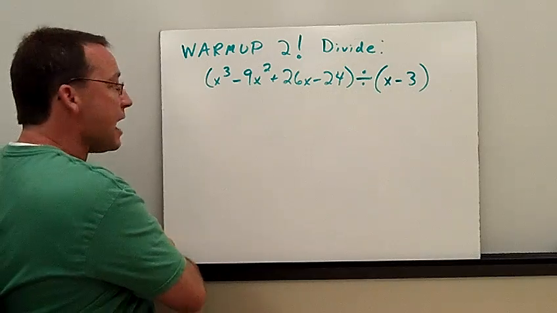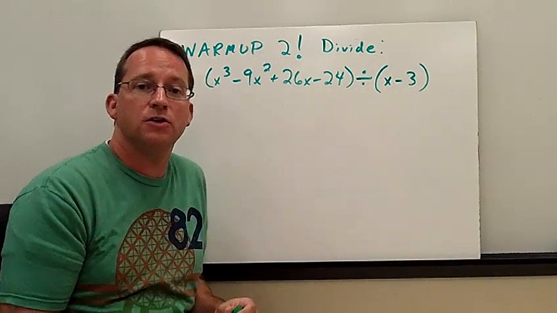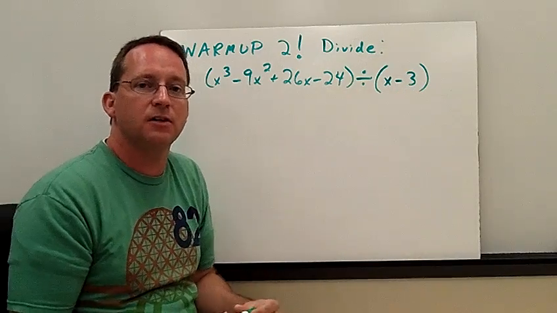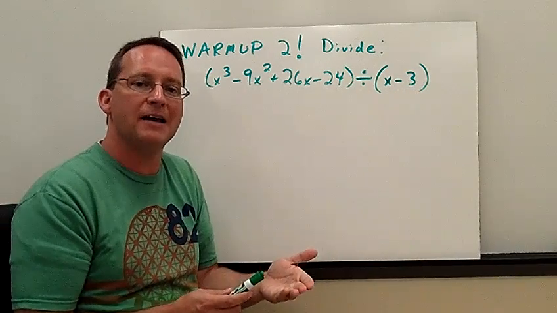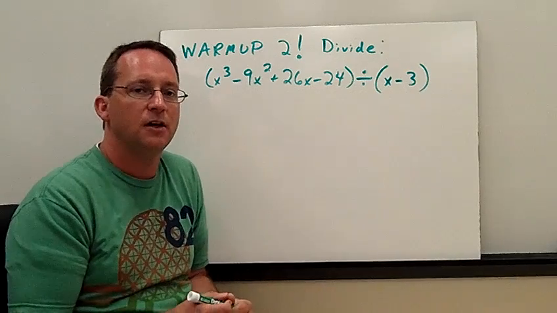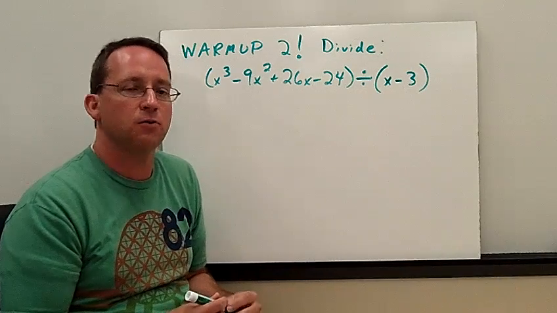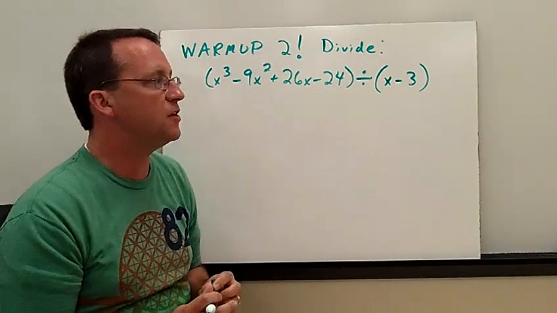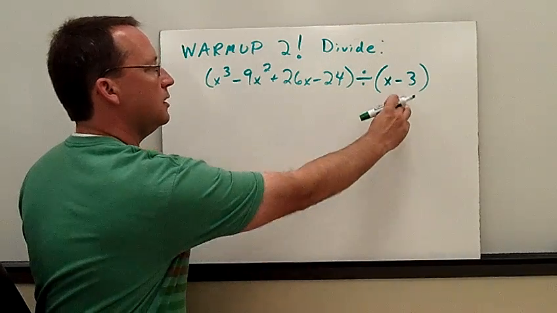All right. I like synthetic division better than long division. Since this is just x minus 3, I can use synthetic division. If it's x plus a number or x minus a number, I can use synthetic division. This would have been x squared minus 3, 2x minus 3, and I would have to use long division. But synthetic division works for me here.